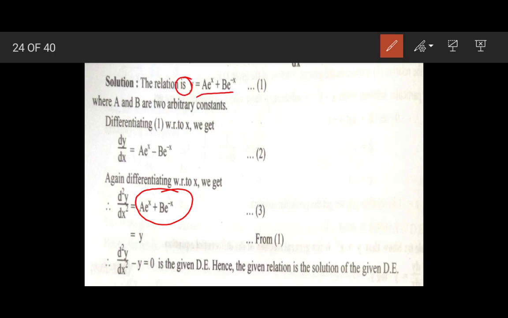Now see carefully this whole term a e raised to x plus b e raised to minus x, and this is nothing but y, right? This is the y term, as you can see here. So I am writing this as y. So finally I am getting d2y upon dx square minus y is equal to 0, and this is the required differential equation. So by differentiating this solution I am getting this differential equation.